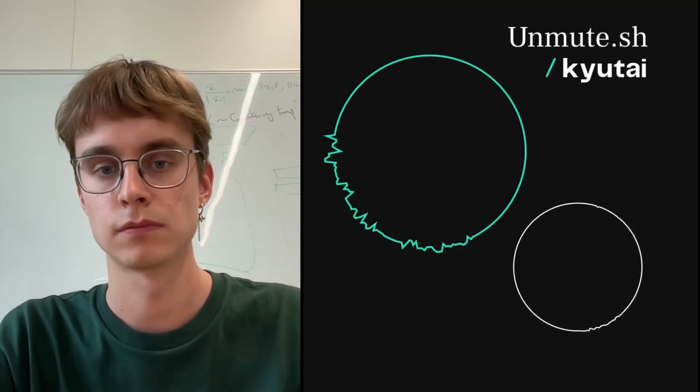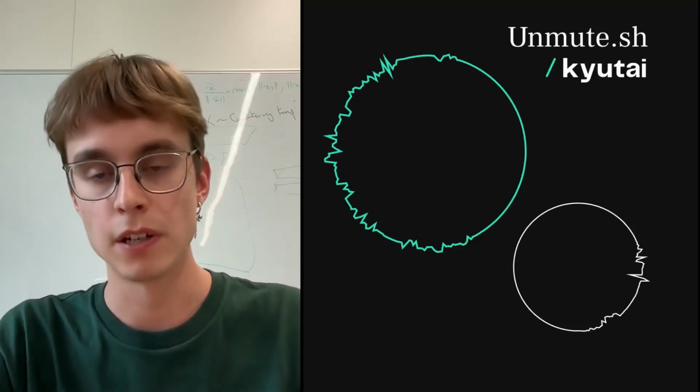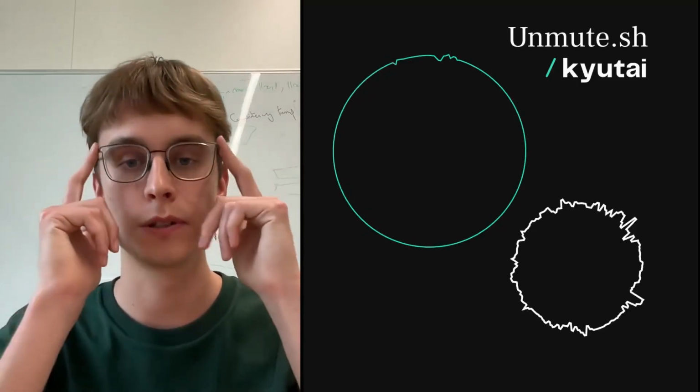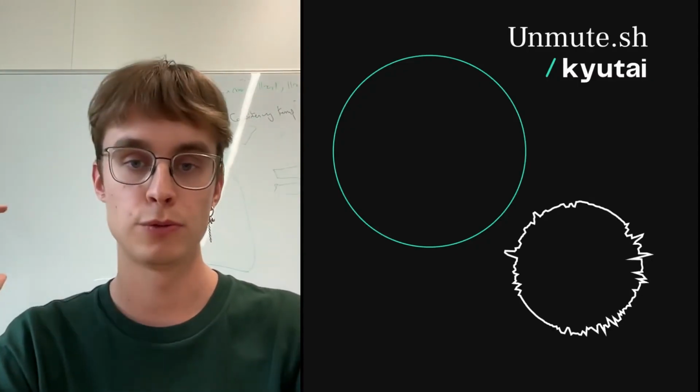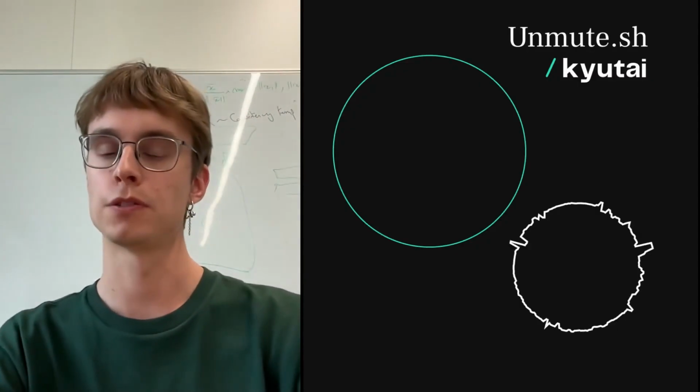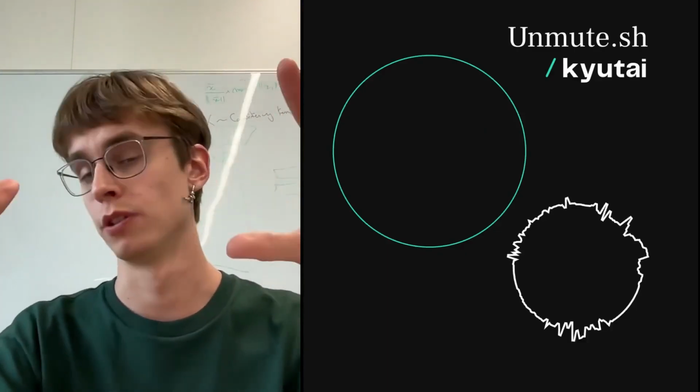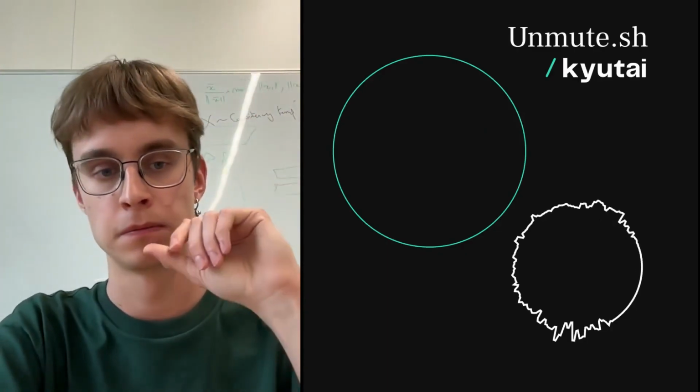Right then, what exactly is this Unmute thing? It's a system that we built that allows you to take any text LLM and make it speak by wrapping it in our new speech-to-text and text-to-speech models. And that makes it very modular and super customizable.